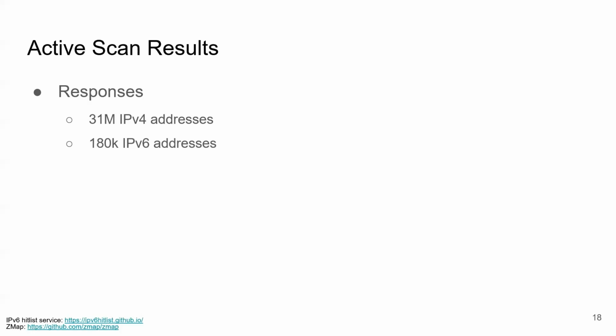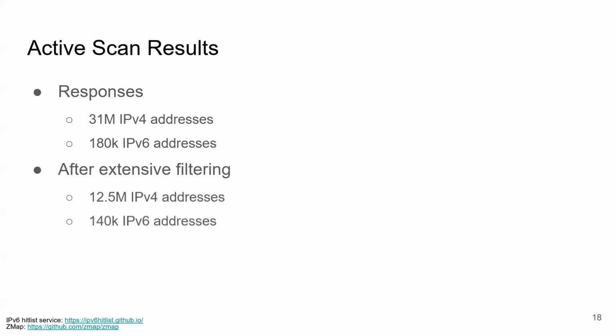But to ensure the accuracy of our alias resolution and fingerprinting results, we took a very conservative approach and applied a set of filters to the scanning results. For example, we remove responses where the engine time value is 0. Please refer to the paper for further detail regarding the filtering process. After the extensive filtering, we're left with 12.5 million responses for IPv4 and 140,000 for IPv6.